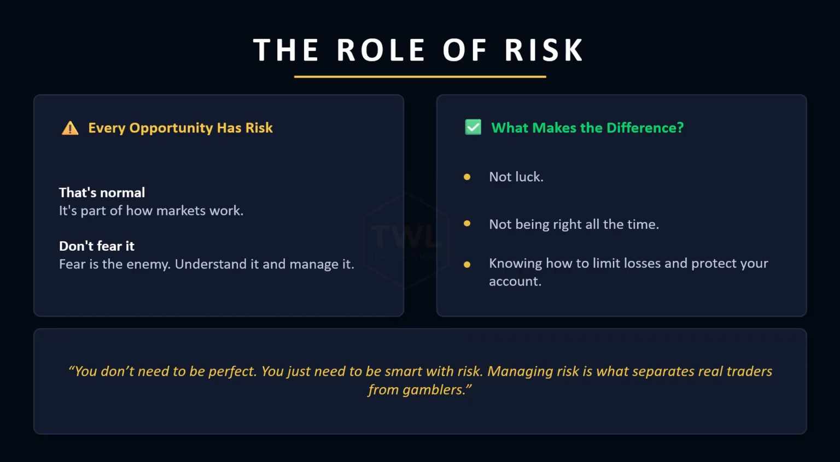So what actually separates a real trader from someone who's just gambling? It's not luck. It's not being right all the time. In fact, you can be wrong more often than you're right and still be profitable. What actually matters is knowing how to limit your losses and protect your account. I want you to remember this one line. You don't need to be perfect, you just need to be smart with risk. That single idea is what separates real traders from gamblers, and we're going to go much deeper into exactly how to do that in a future lesson.